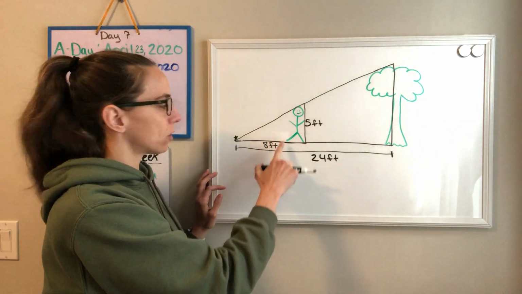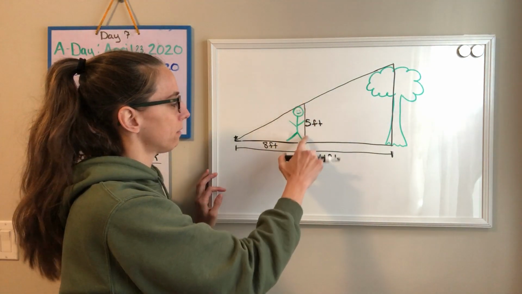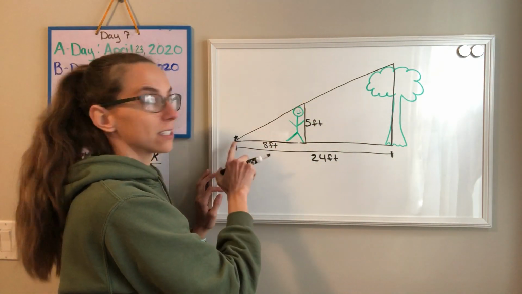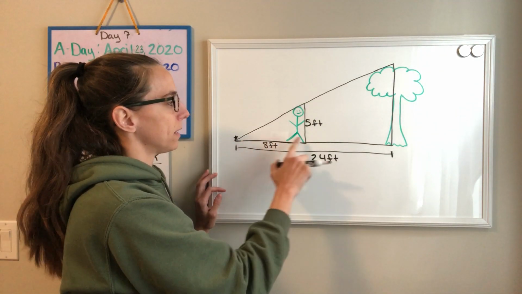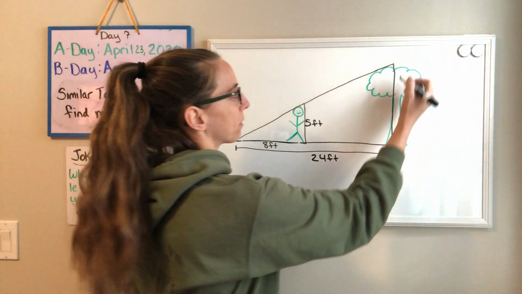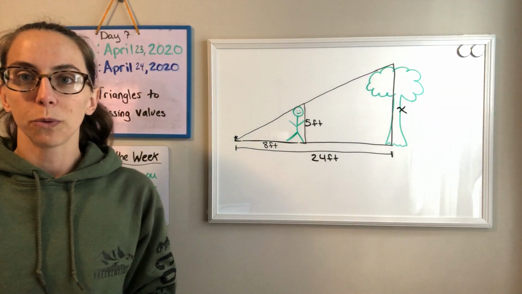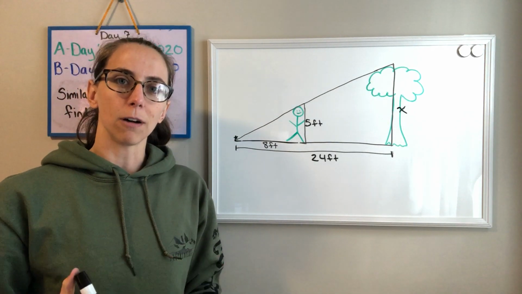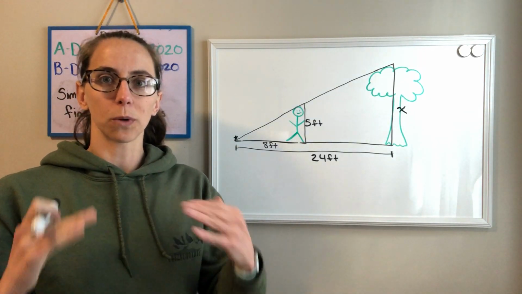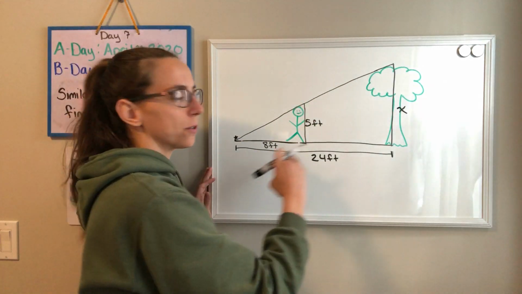What we know about the first triangle is that the height of the triangle, or this leg right here, is 5 feet, and the distance from that star, that little point over here, is going to be 8 feet. I also know that the tree is 24 feet away. However, what I'm looking for, what I don't know, would be the height of that tree. So we are going to use proportions to help us solve for the height of the tree. We're going to use the ratio new to old. So we're going to pretend our bigger triangles are new.